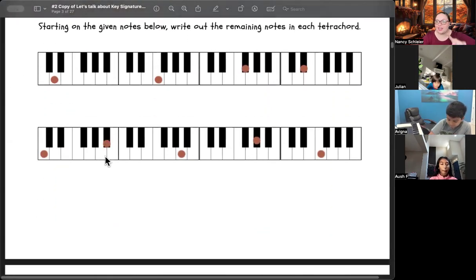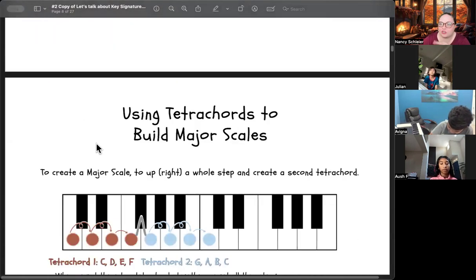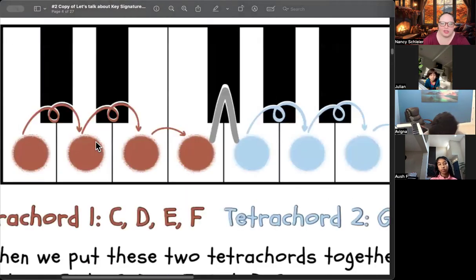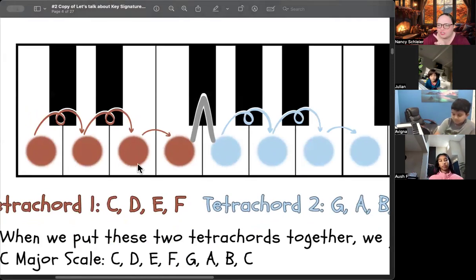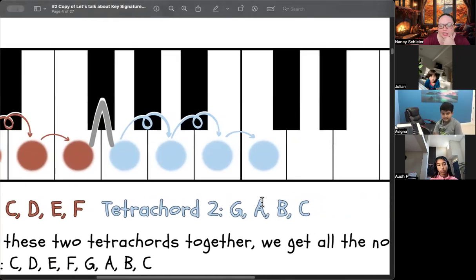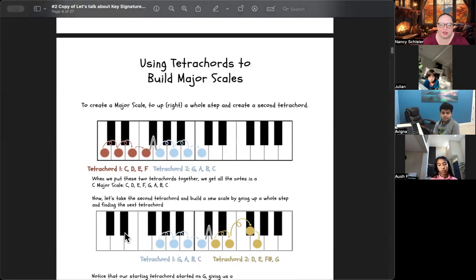Now, learning tetrachords is really important, and I'm going to show you guys why. If I do my first tetrachord, which we already did, C, D, E, F, and then I go up a whole step and do a second tetrachord, I get G, A, B, C. If I put those two together, I get a C major scale. Julian, can you play me a C major scale? We've been working on that for our scales and technique, right?